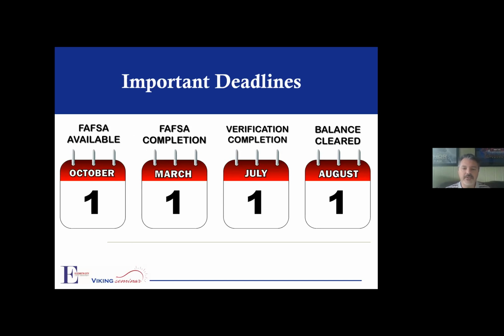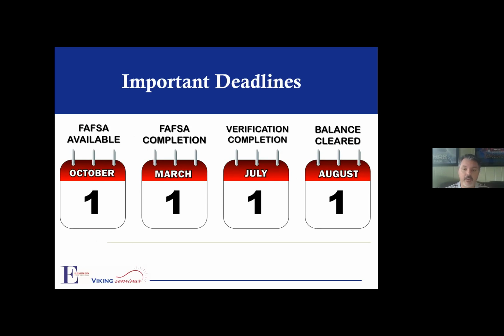So before I close, I just want to give you some important dates, most of which I mentioned already. The FAFSA is available each year on October 1st. We have a priority deadline, and we start awarding toward the end of February. So you want to make sure that your FAFSA is done and verification is complete, if you can, by March 1st, because that priority deadline can impact institutional aid.